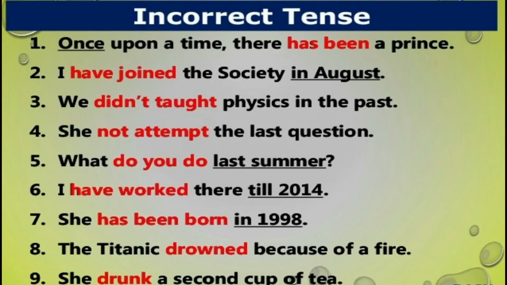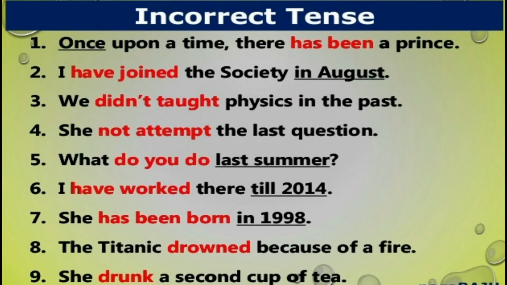They think it makes it more flamboyant to use these "has been", this perfect form of verbs. But actually there is no need for that. We can use a simple past tense and say once upon a time there was a prince. So I have joined the society in August. No, I joined the society in August. So this unnecessary or rather avoidable use of "have" form of verbs, that is a big problem with many of the speakers that I've come across.